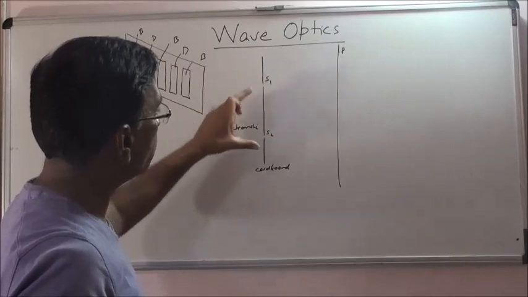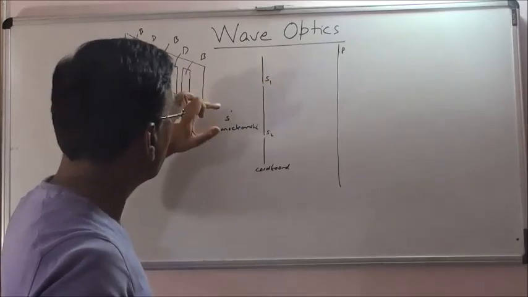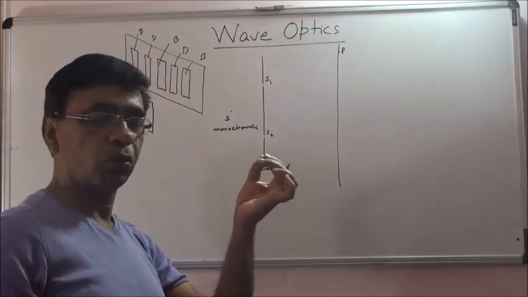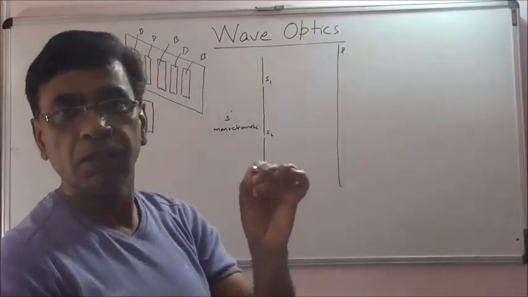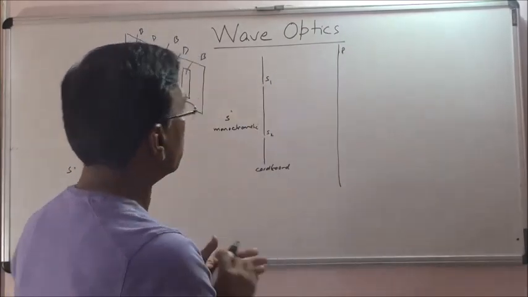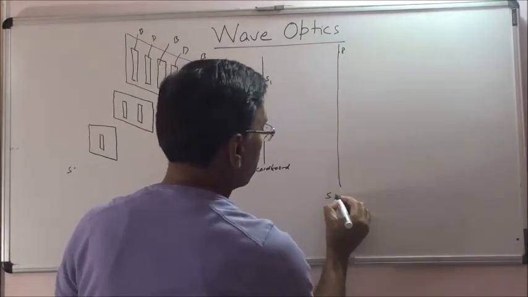The two holes in the cardboard should be very close. This is a monochromatic source of light. The best monochromatic source of light available nowadays is laser light. We can use a laser torch, and these are to be kept very small. And this is the screen.